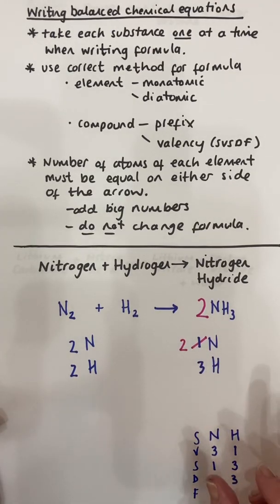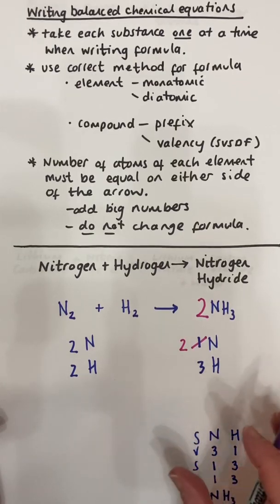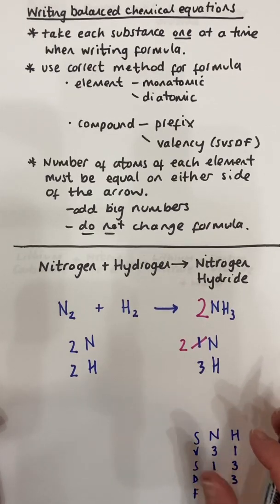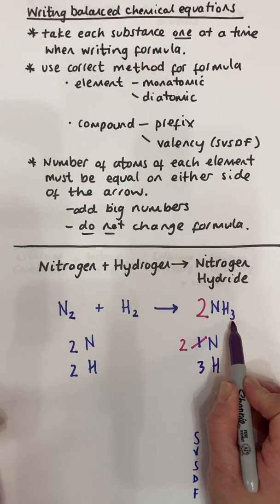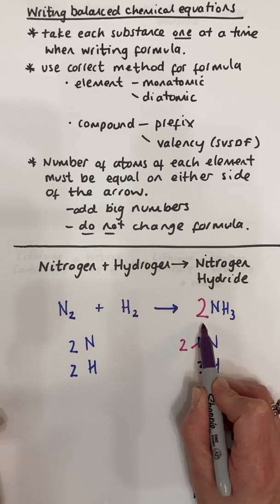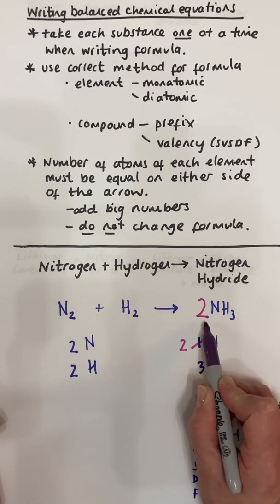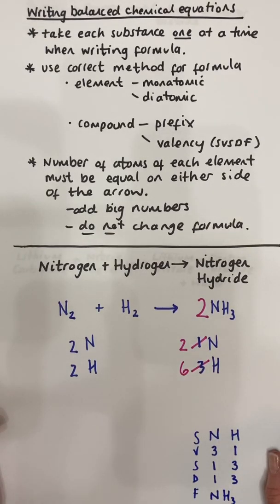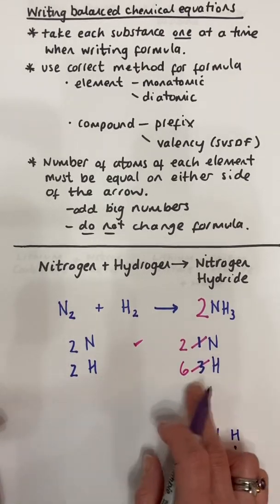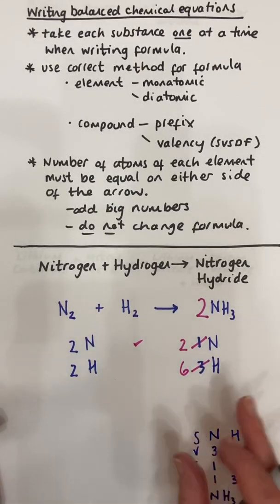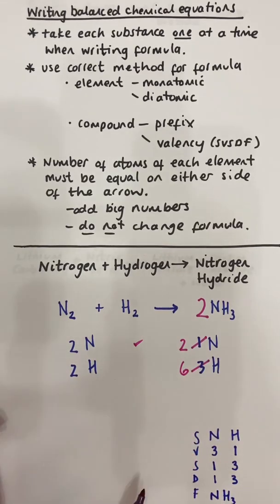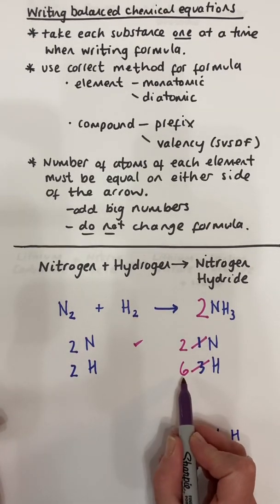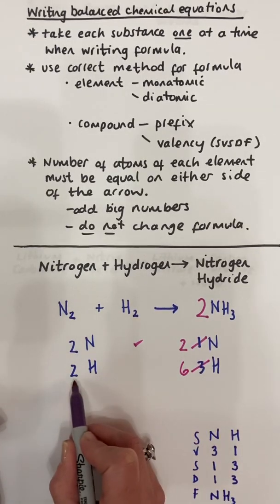But what's happened now is I have to assess the impact of adding in that 2 on the other elements. I have 3 hydrogens in nitrogen hydride, but I've now multiplied that by 2, so 2 times 3, I've now got 6 hydrogens. So I've balanced my nitrogens, but I've put my hydrogens even more out of kilter. I can now go back to the other side and address that situation. So I've got 6 hydrogens here, and I've only got 2 here.